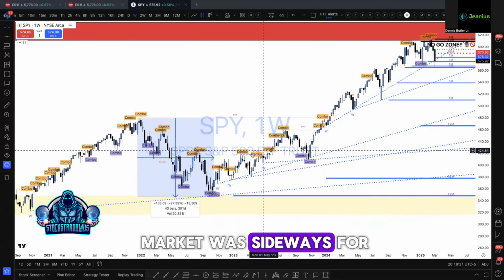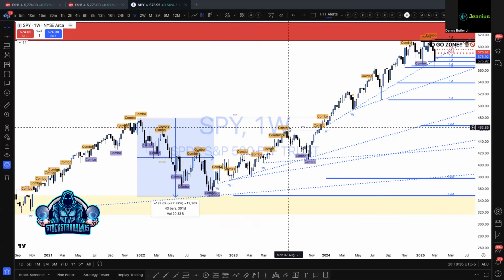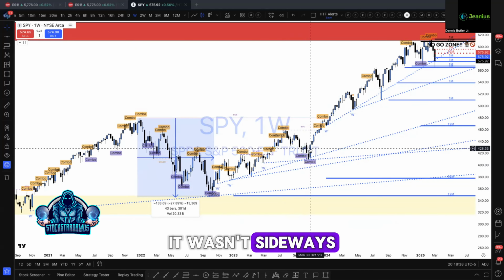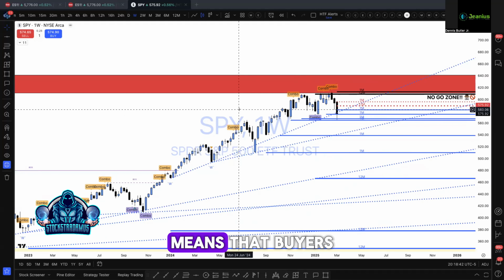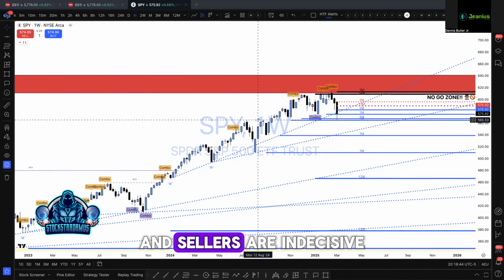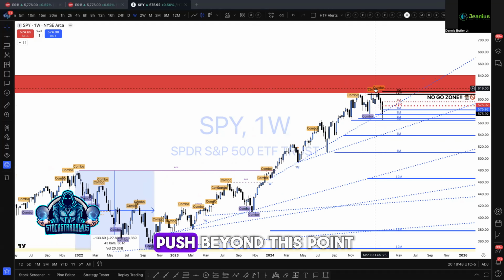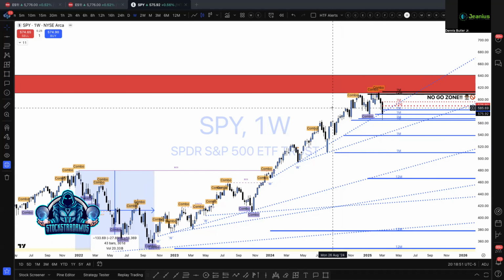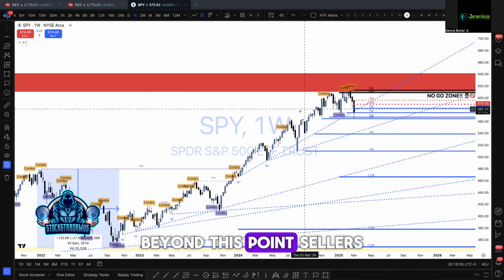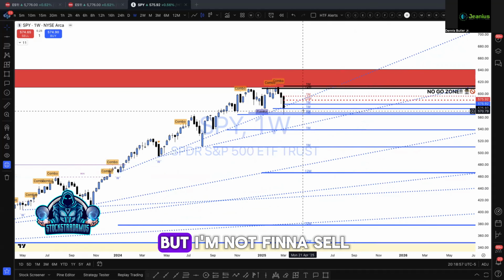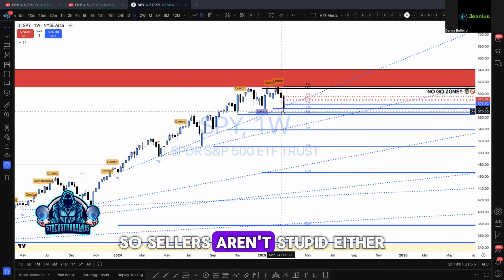The last time the market was sideways for this long was here before it actually made a bigger move. And even though it retraced here, it wasn't sideways. It was another direction. But the fact that it's sideways for this long means that buyers and sellers are indecisive about where the hell the market should be going. Basically, if it's going to push beyond this point, we don't know. We don't even know if we want to keep buying beyond this point. Sellers are like, shit, I want to sell, but I'm not finna sell unless it gets below a certain point. So sellers aren't stupid either.